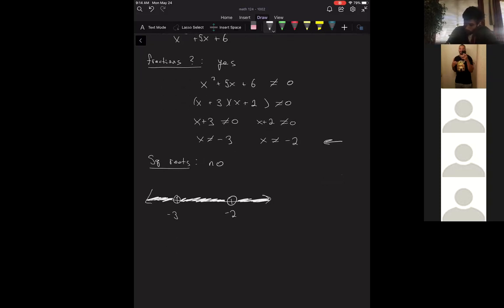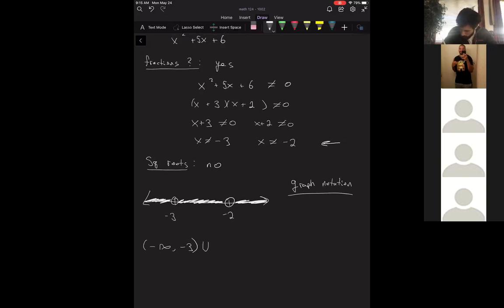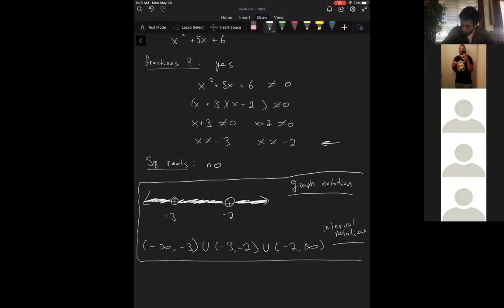The way we write this in interval notation, so this is like graph notation. Now interval notation: we have minus infinity all the way up to minus 3. And remember, we always put a parenthesis on infinity. If we have a circle, we put a parenthesis, and if we have a closed dot, like if this was a closed dot right here, this would need to be a bracket. But it's not a closed dot, it's an open circle, so we need to make sure that's a parenthesis. Then to connect these sections, we put this U symbol. Then we have minus 3 all the way up to minus 2, another U symbol, and minus 2 to infinity. This is called interval notation. Both of these are the same answer. They mean the same thing. They're just different notations.